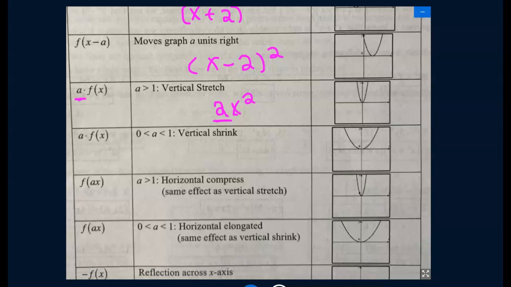A graph that is shrunk, another word for that is compressed, it gets wider. So it'd be like taking you as you are now and making you wider and shorter. Your weight's not changing. All that's happening is you're getting smushed to the sides. A compression is a value between 0 and 1, meaning it is a fractional number. So maybe this is like 2/3 x squared.